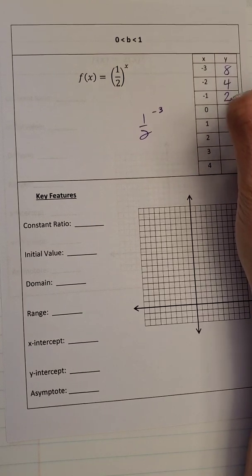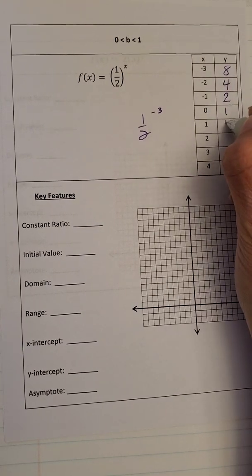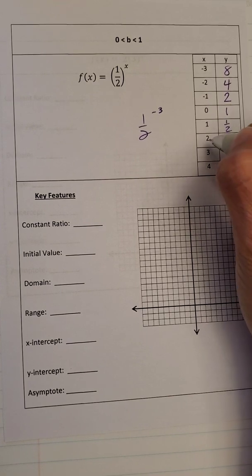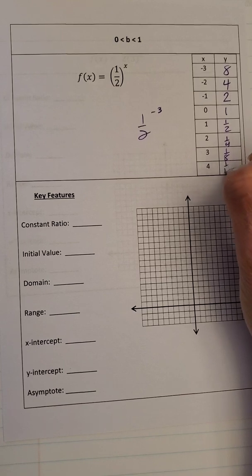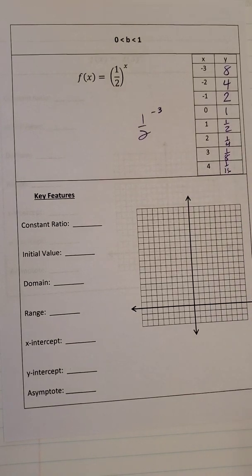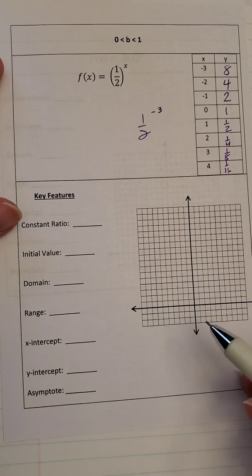Again, you can do that in your calculator. 1/2 squared is 1/4, then 1/8 and 1/16. You'll see that those numbers are similar to before, just reversed. Let's graph that real quick.